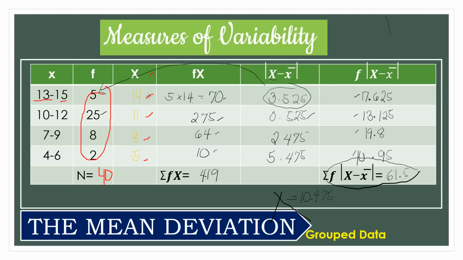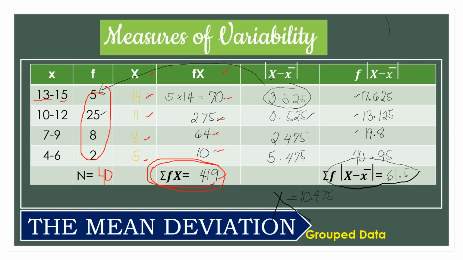After that, we complete our next column, the product of F times the class mark. So 5 times 14 is 70. 25 times 11 is 275. 8 times 8 is 64. 2 times 5 is 10. And then we get the total of the product of the frequency and the class marks. The result is 419.